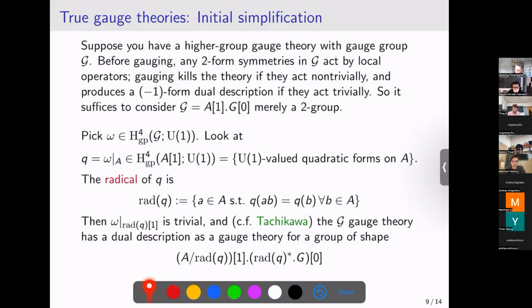The radical, by construction, has the property that if Q of AB is equal to Q of B for all B, then in particular, Q of A is equal to Q of the identity element, which is just 1 for a quadratic form. So the whole Dijkgraaf-Witten action is trivial on the radical subgroup. And now this idea of picking a finite subgroup and gauging it away, the way that Bhardwaj and Tachikawa explained, does apply in this case. So my whole gauge theory has a dual description where I kill the radical subgroup. The cost of killing the radical subgroup of the one form symmetries is that I pick up a dual zero form symmetry radical group. But I end up with a new dual gauge theory which has fewer one form symmetries and more zero form symmetries.